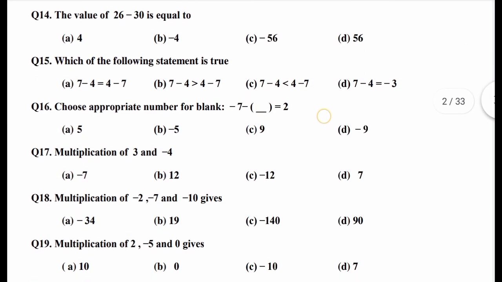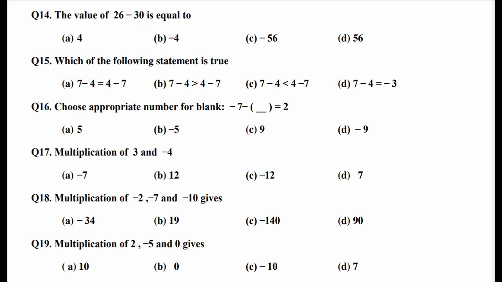Question number 14. The value of 26 minus 30 is equal to: A, 4; B, minus 4; C, minus 56; D, 56. So here first we have these values. One is positive and another is negative. So we need to do subtraction. 30 minus 26 is equal to 4, and we take the sign of the greater number, which is minus. So the answer is minus 4.